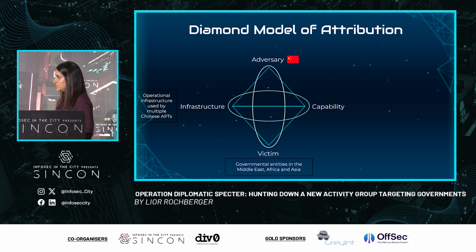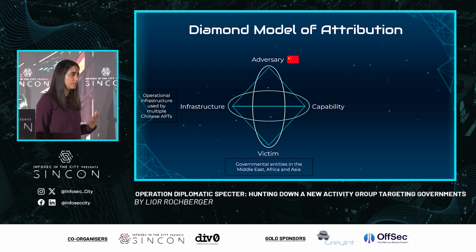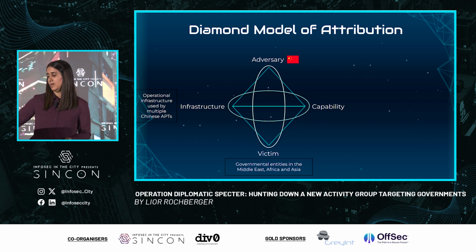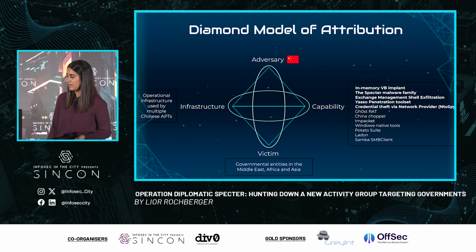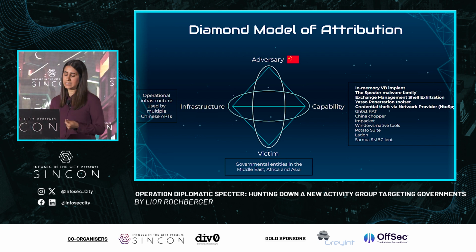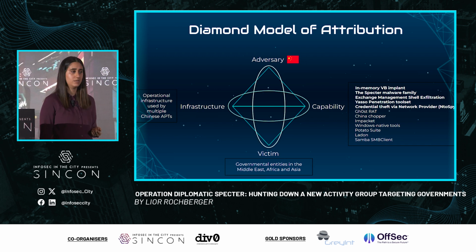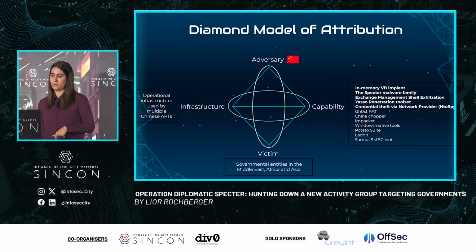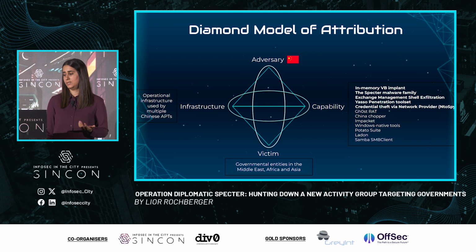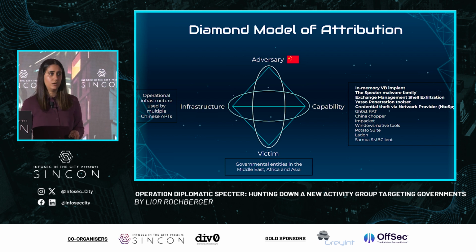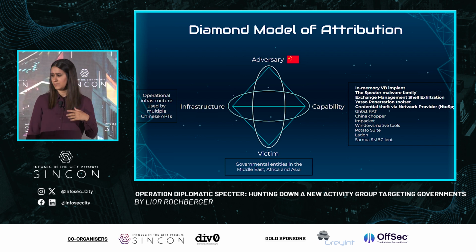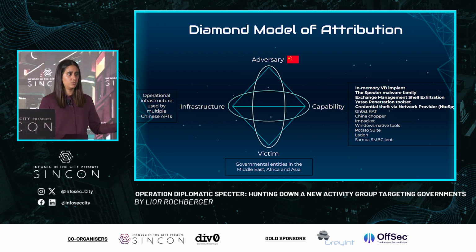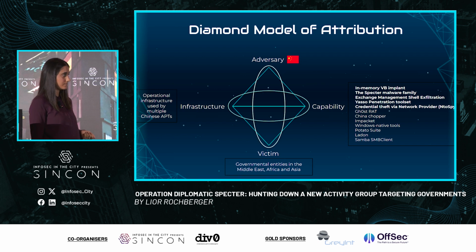When we looked at the victimology, we have, again, very consistent victimology. We have governments in the Middle East, Africa, and Asia. And when we looked at the capabilities, we have a lot of different rare techniques and malware that were used. We have this pretty uncommon technique of running an in-memory VB implant. We have this completely new and undocumented Specter malware family. We have this pretty rare technique of abusing the network providers in order to steal credentials. And we have a lot of other tools and techniques that we've seen in the attack.